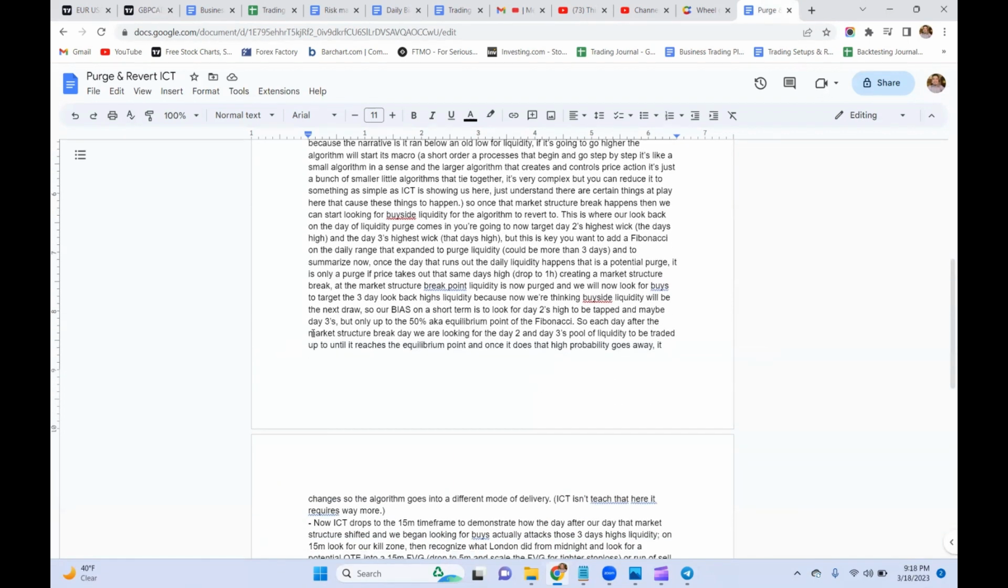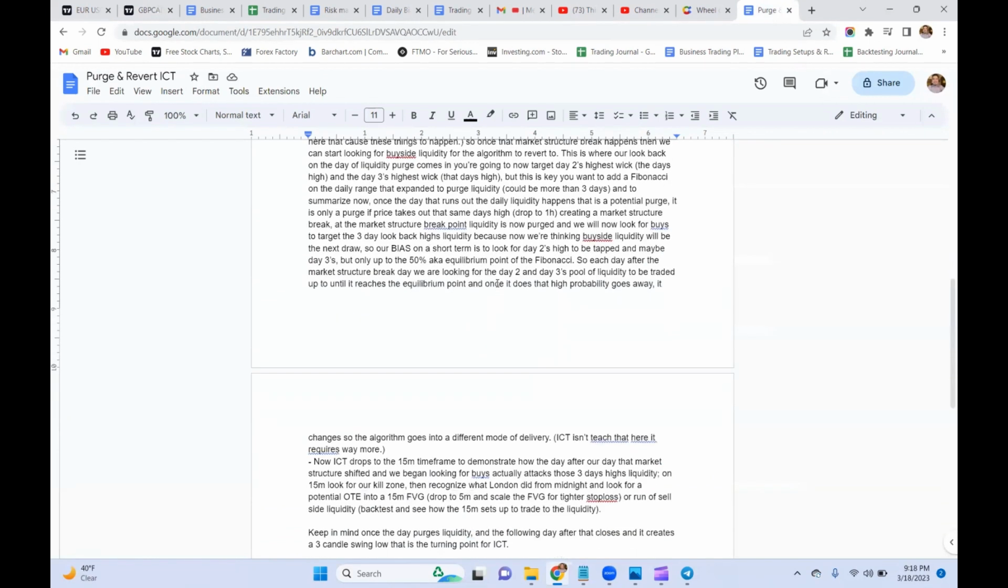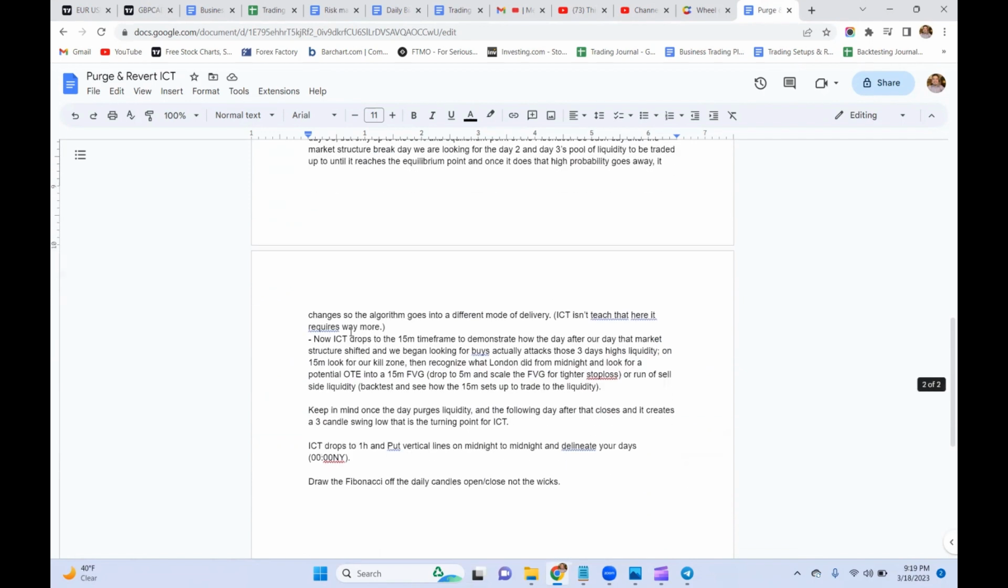So each day after the market structure break day, we are looking for the day 2 and day 3 pool of liquidity to be traded down to until it reaches the equilibrium point. And once it does that, high probability goes away. It changes, so the algorithm goes into a different mode of delivery.